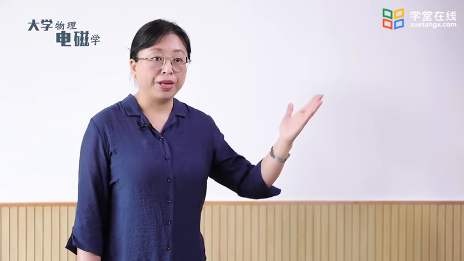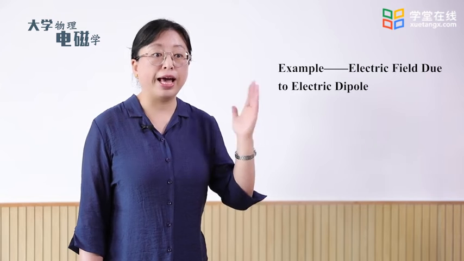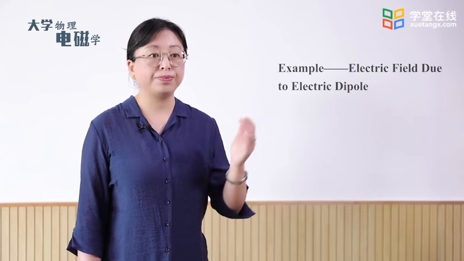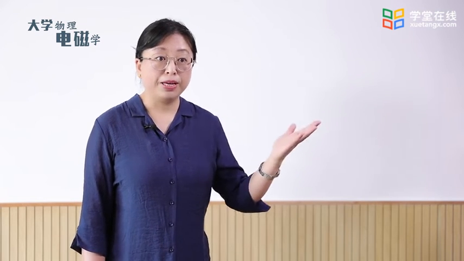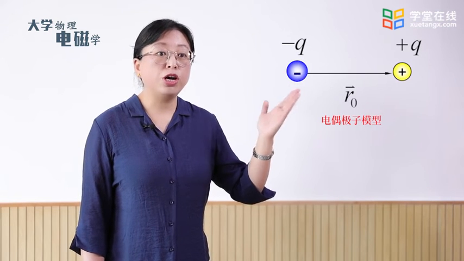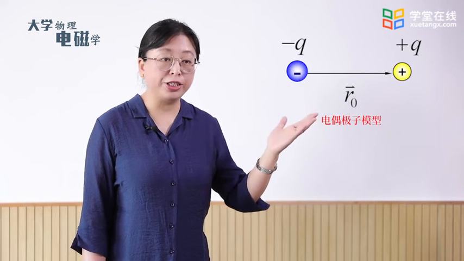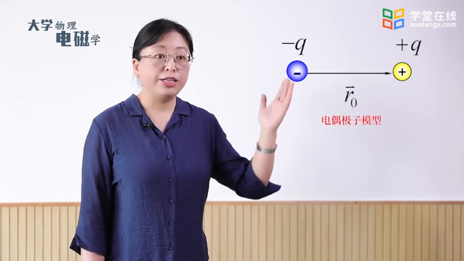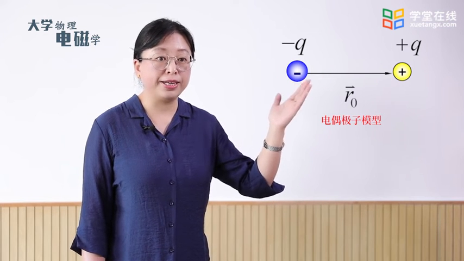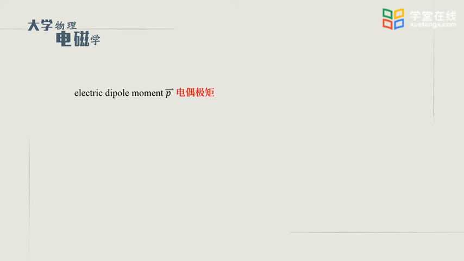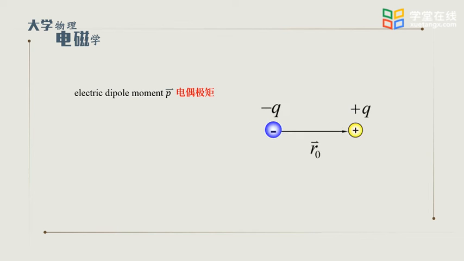Let's see an example. Please evaluate the electric field created by an electric dipole. What is an electric dipole? Please see this figure. It's a model composed of two charges of equal magnitude and opposite signs. These two charges are separated by r0. We could apply a vector quantity p, called the electric dipole moment, to describe the electric dipole. The electric dipole moment is directed along the line joining the charges from minus Q to plus Q. It's defined by this formula.